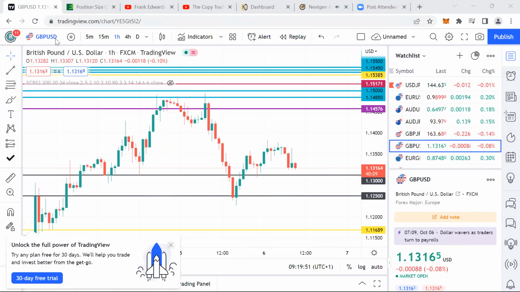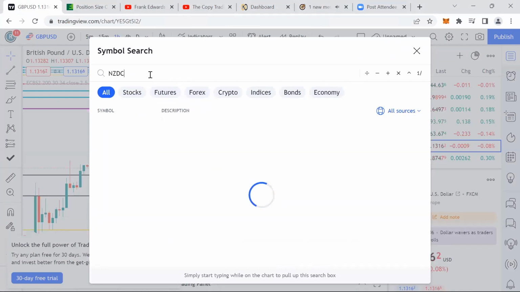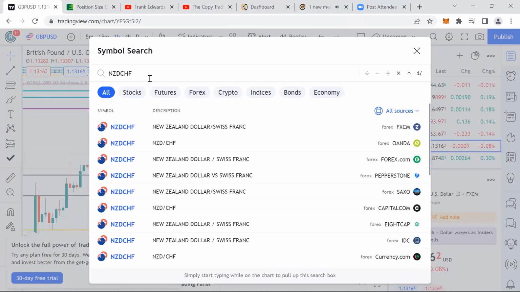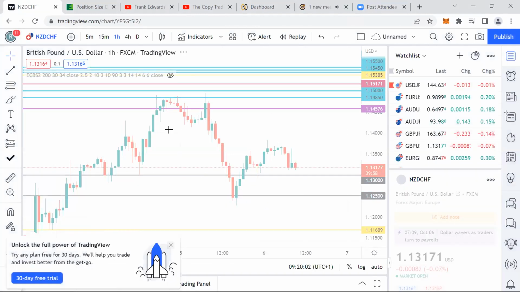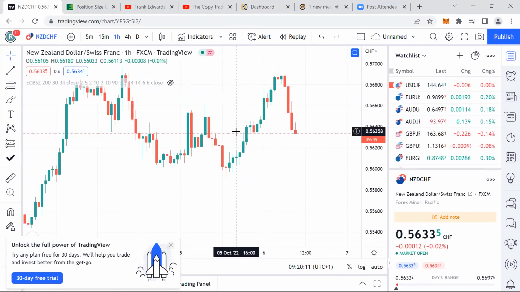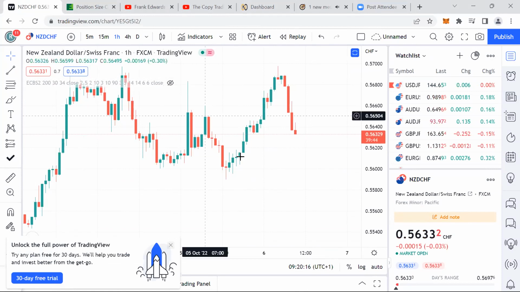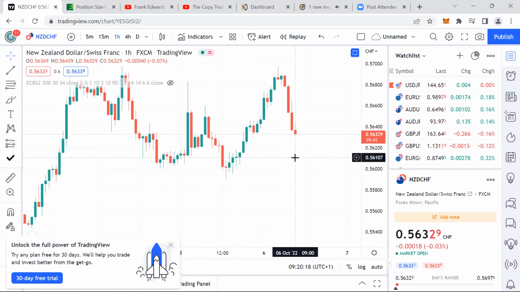So we go to NZD CHF. And listen, if you don't trade NZD CHF, you don't have to trade it. It's not compulsory. So this is NZD. Can you see it's been dropping? If it had formed an M pattern, this is what they call an M pattern. Up, down, up, and it's coming down.